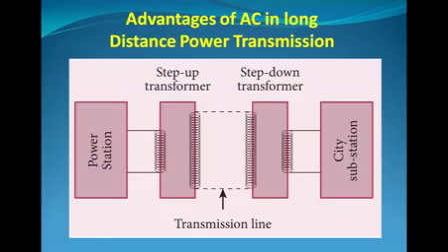This loss can be reduced by two methods. One is to reduce the current value, or to reduce the resistance of the transmitting line wire.